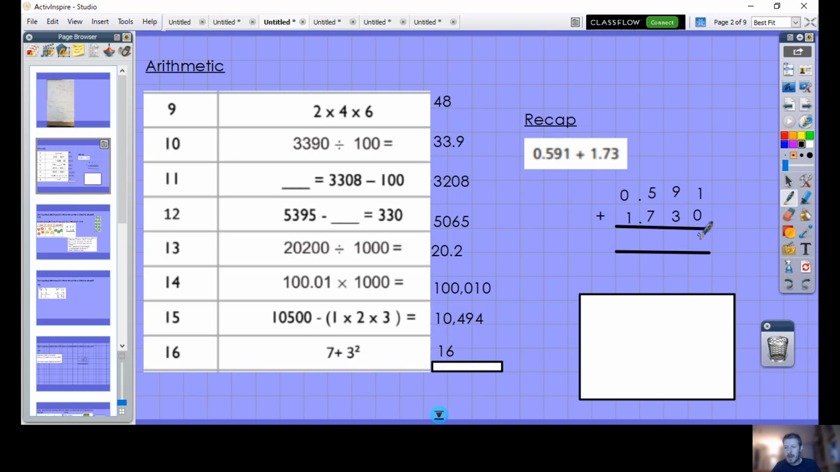So 1 add 0 is 1. 9 add 3 is going to be 12. 7 add 5 would be 13. Plus the 1 is going to be 13. And then 1 add 1 is 2. So 2.321.